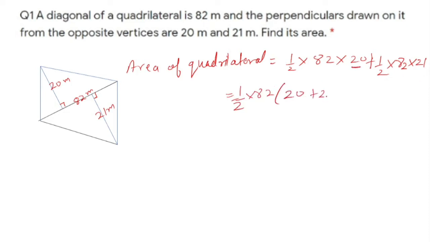So 20 plus 21 is 41, and from here, half into 82 leaves 41. So we get 41 into 41, and you can use that trick to find the square, which is shared in the video. So that is how you get 41 into 41 as 1681 meter square. So this is the area of this quadrilateral, right? So easy trick children, take half and base common. It becomes easy to calculate.